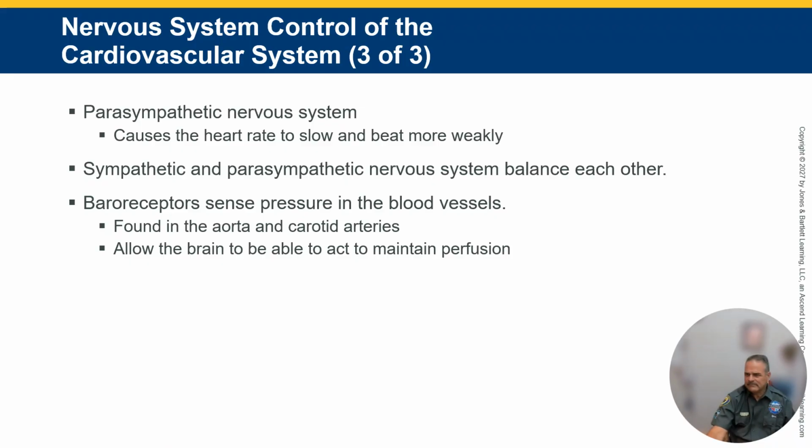Parasympathetic nervous system. This is the slow down, not the fight and flight. The parasympathetic nervous system causes the heart rate to slow down and beat more weakly. That's the feed part of the side. Sympathetic and parasympathetic nervous systems balance each other. It's all receptor sites that tell us what to do. And our brain knows, because of what the body's going through, how it needs to react.